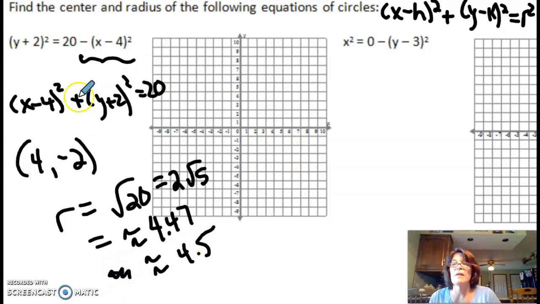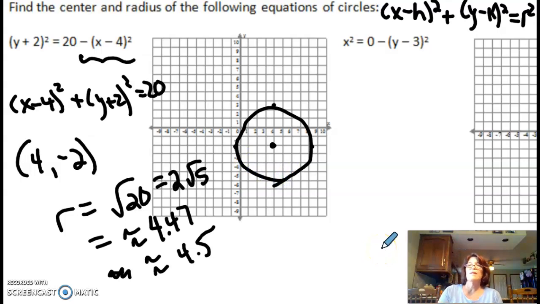Okay. So I'm going to go to the center, 4, -2. I'm going to go 1, 2, 3, 4.5. Up 1, 2, 3, 4.5. Over 1, 2, 3, 4.5. And down 1, 2, 3, 4.5. And there it is.